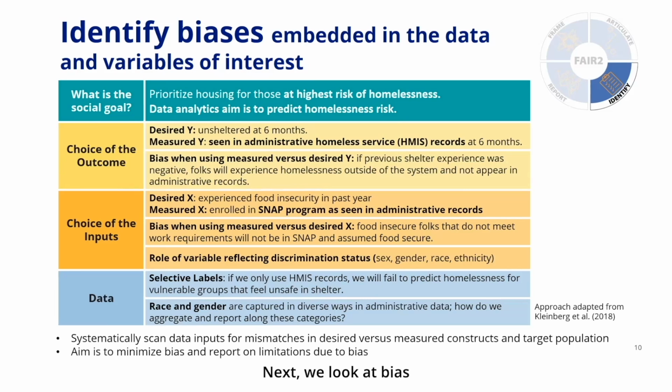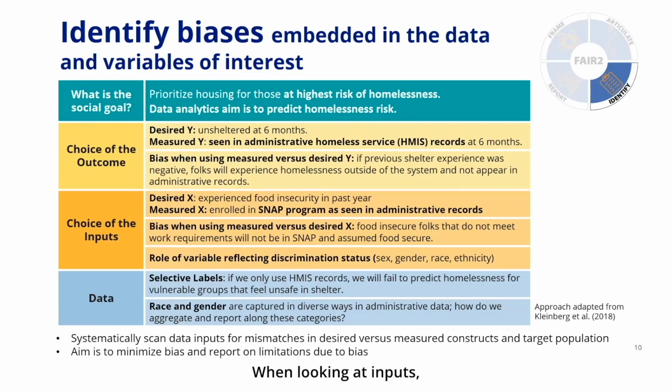Next, we look at bias in our choice of inputs. So we look at our desired inputs as opposed to our measured inputs. Here, we want to look at who has experienced food insecurity, for example, in the past year. However, we're only able to see who has enrolled in the SNAP program in the past year in our data. So there may be people who are experiencing food insecurity who are ineligible for SNAP benefits. We would not be able to see these folks in our data.